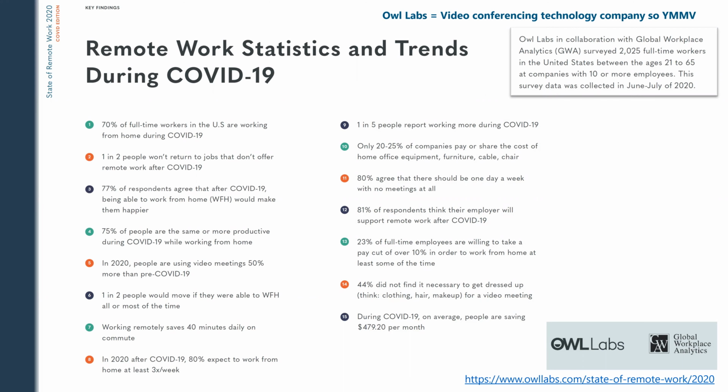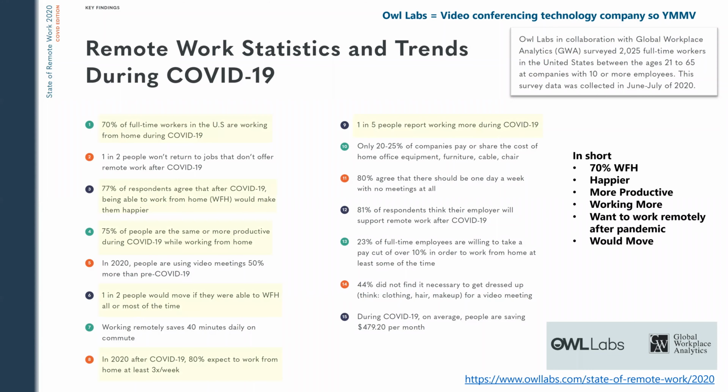The main takeaways they have on their survey were essentially that 70% of their respondents were working from home during the pandemic. They were happier, more productive, actually working more than usual, and they want to work remotely after the pandemic. And some of them would be interested in moving if they were able to work remotely. Take it for what it's worth in terms of the source, but I think these are things that, at least to some degree, people would agree with about what's happening during COVID-19, as people are forced to work remotely and getting a taste of working from home a little bit more than prior to this.